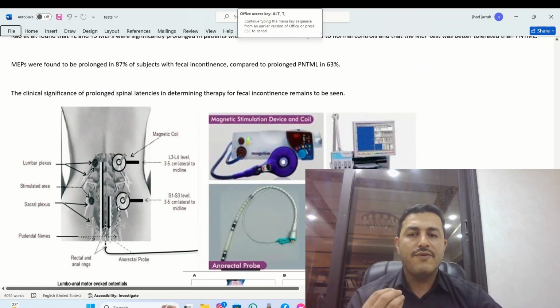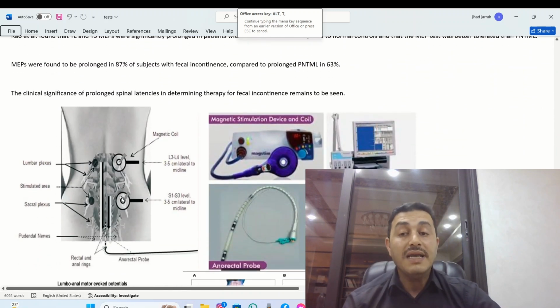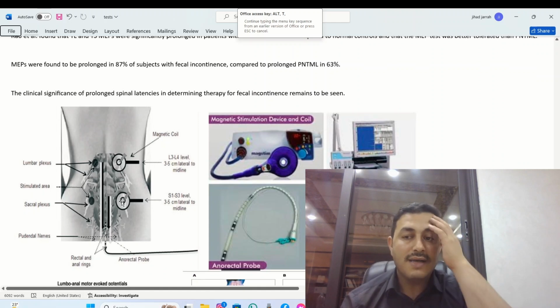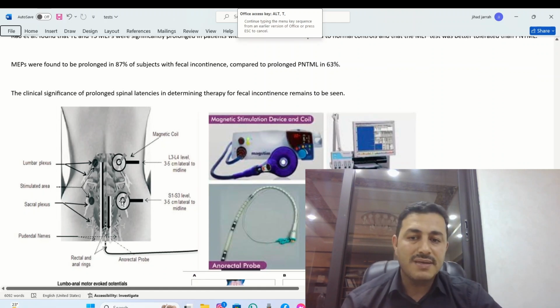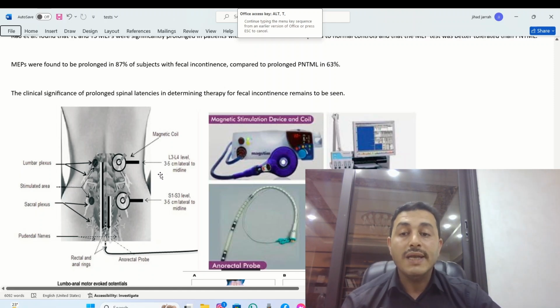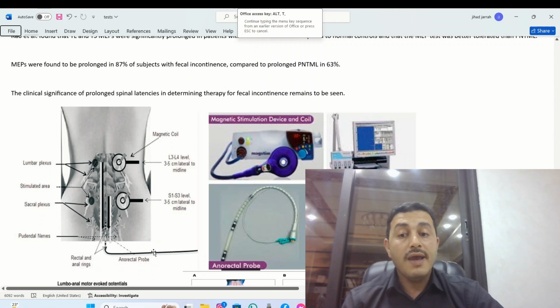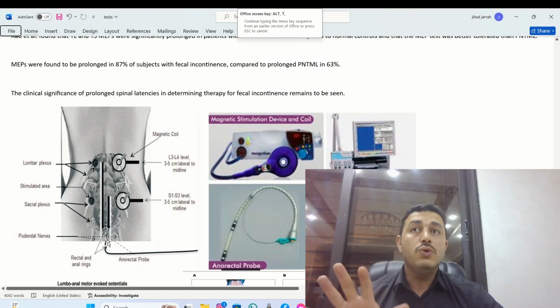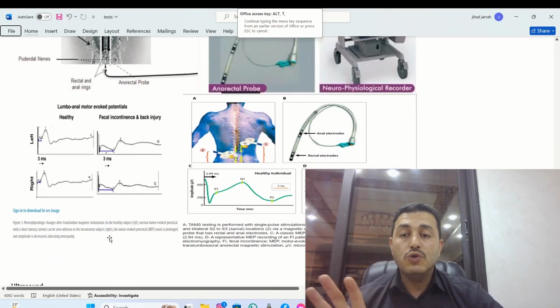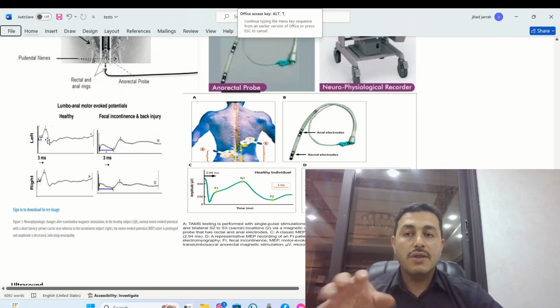The idea is that we have a magnetic coil placed at the sacral plexus and lumbar plexus, around L2, L3, S1, and it gives a stimulation that can be detected by the anal probe that we have. For example, we can insert anal manometry or EMG, and we will detect what we call the motor evoked potential, and we will have a graph that is easy to analyze.